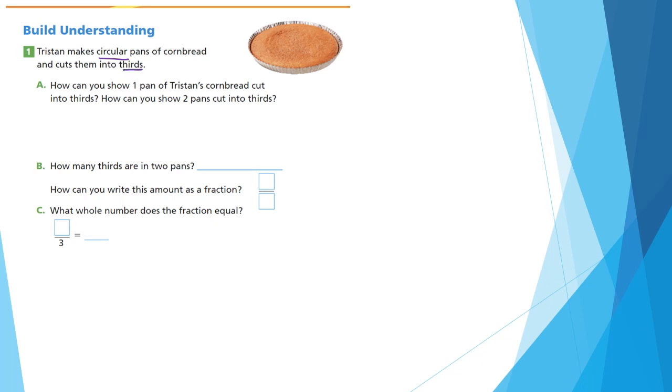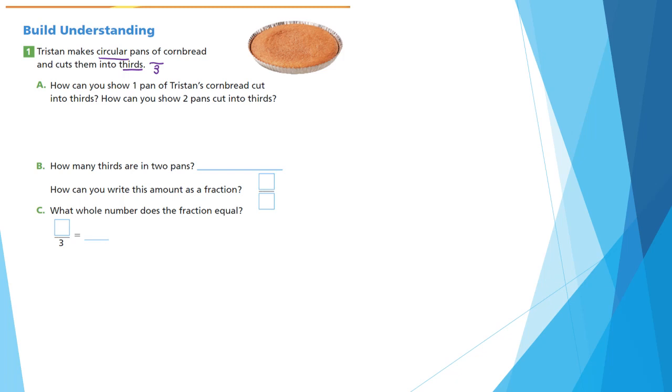And I know that thirds is a fraction with a 3 in the denominator. So I know that his model, or his cornbread, is going to be cut into 3 equal parts. Okay? Start with letter A. How can you show 1 pan of Tristan's cornbread cut into thirds? How can you show 2 pans cut into thirds?